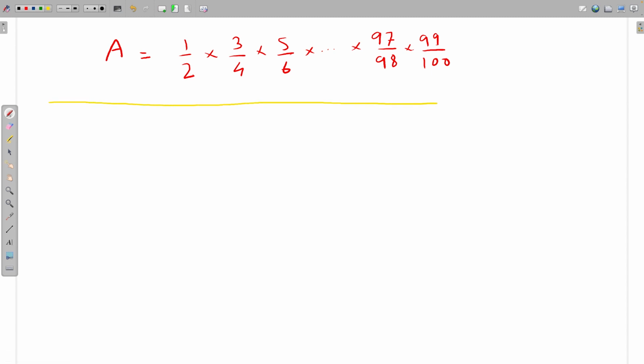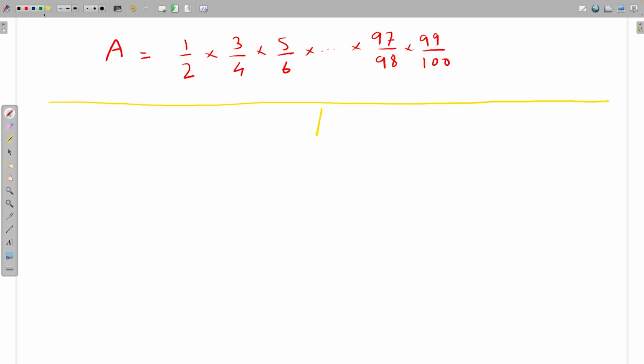I'm going to write the series again. We have 1/2 into 3/4 into 5/6 all the way up until we have 97/98 and 99/100. What I'm going to do is assume the value of this product to be a variable. Let's say it is a. Now I am going to start creating two equations based on this.